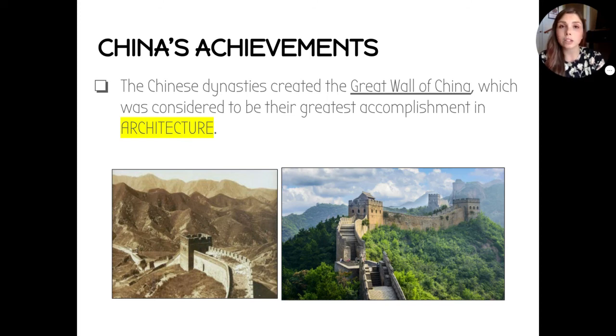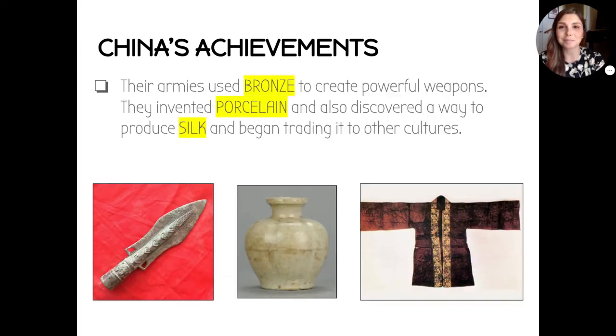Now, the Great Wall wasn't constructed under one dynasty. It was constructed over several dynasties and took a very long time to build. But you can do some more research on the Great Wall of China on your own. The armies in ancient China used bronze to create powerful weapons. They invented porcelain and also discovered a way to produce silk and began trading it to other cultures. And that's where the Silk Road comes into play.